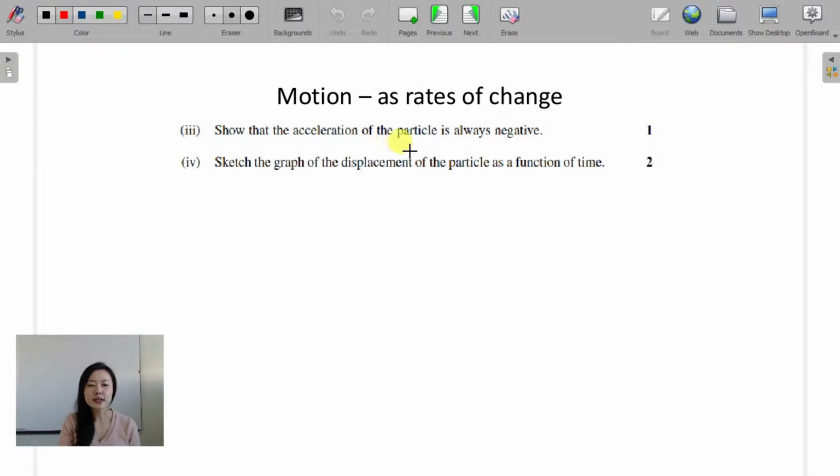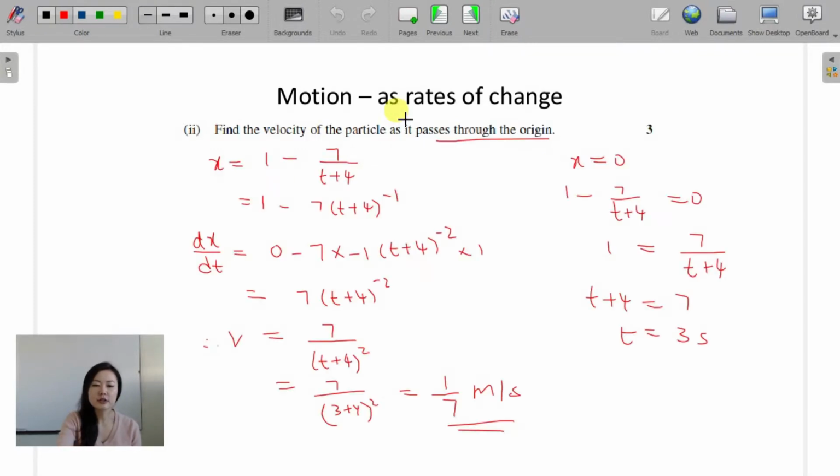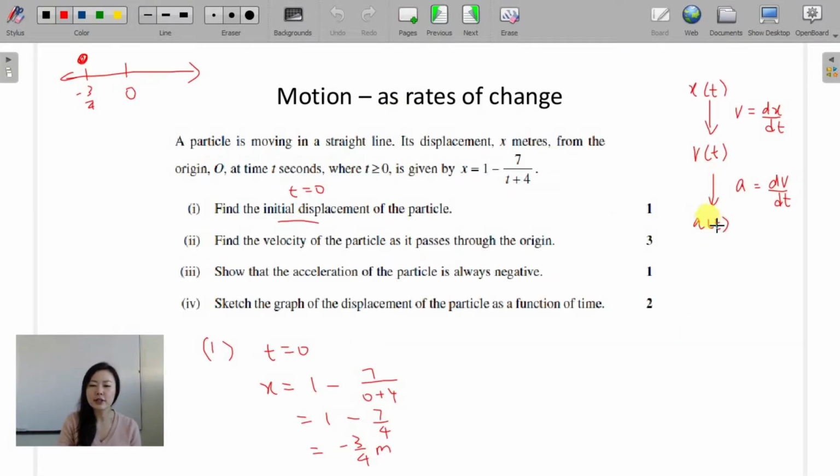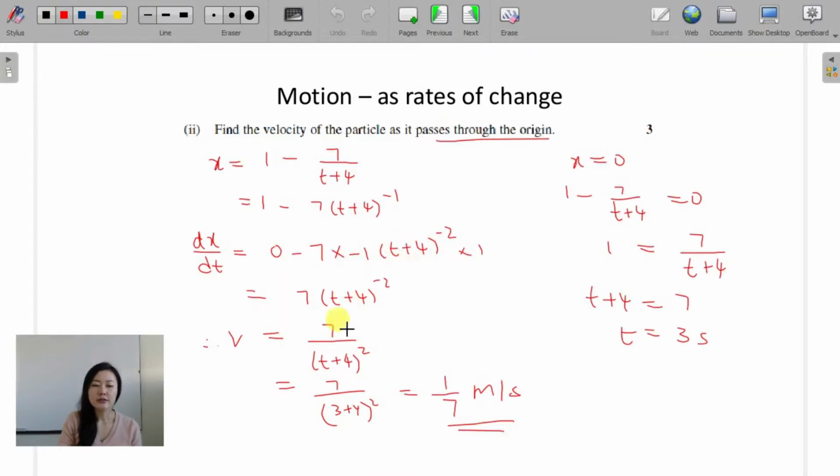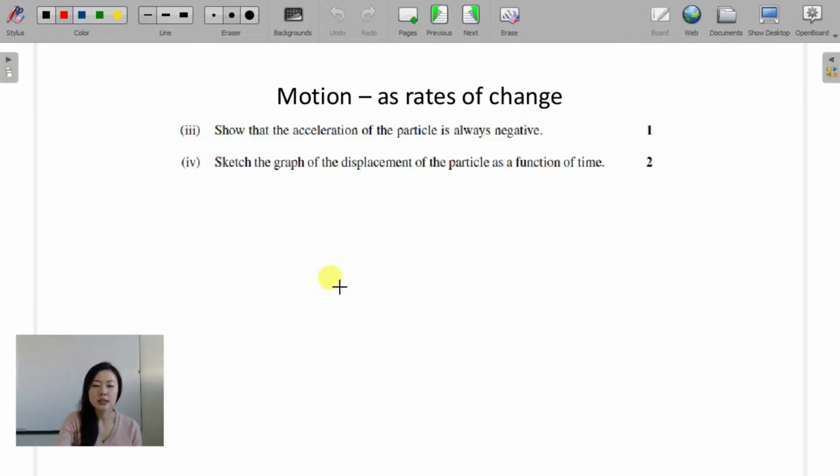Show that the acceleration is always negative. So just going back, acceleration is the derivative of the velocity. We're going to take the velocity expression, so I'm just going to take it at this point here. It's just easier for us to differentiate. I'm going to do a derivative again.